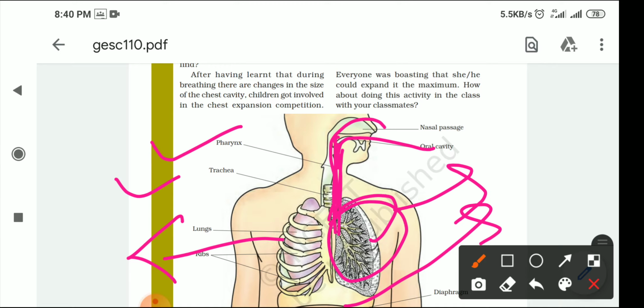Okay, now what happens when we take a breath? When we take a deep breath, the rib cage comes out, and the diaphragm moves inward. And when we are talking about the exhalation process, during exhalation our rib cage goes inside and our diaphragm comes outside.